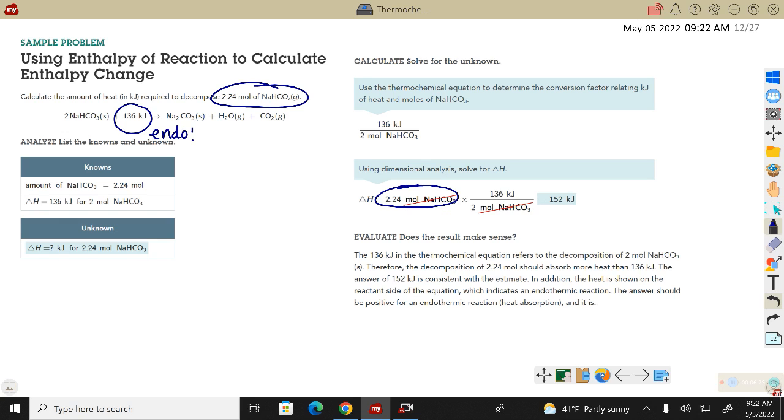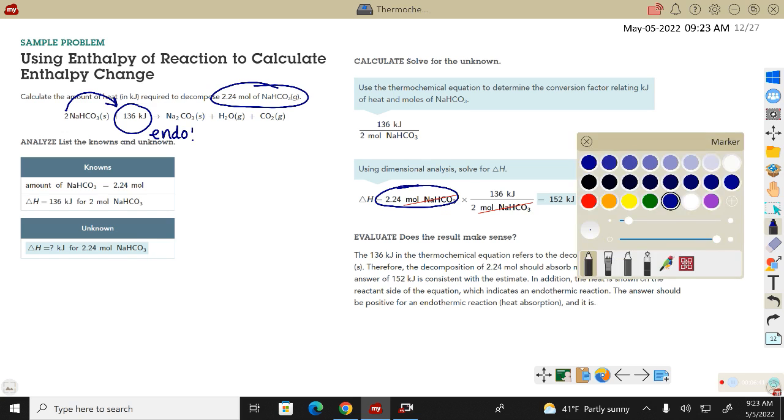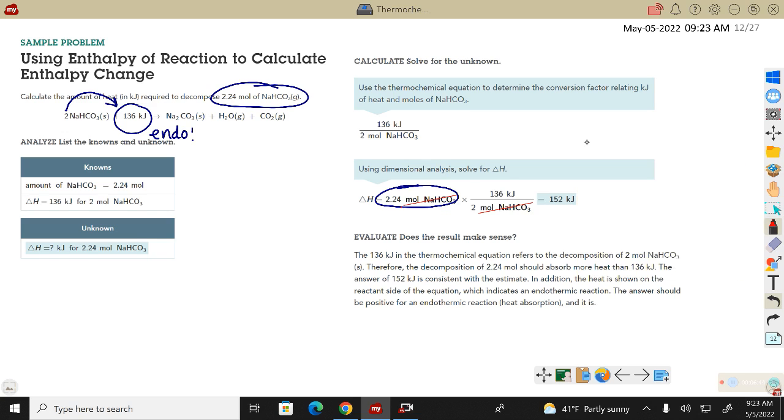So if I look at the balanced equation, every 2 moles of sodium bicarbonate requires 136 kilojoules of energy. Well, I want to know how much energy is required to decompose just a little bit more than that, 2.24 moles. So we set up our little proportion. I want to cancel moles, and this time instead of switching to another reactant or product like we did in stoichiometry, we want to switch over to the energy value. So I can use the balanced equation to fill in that proportion.